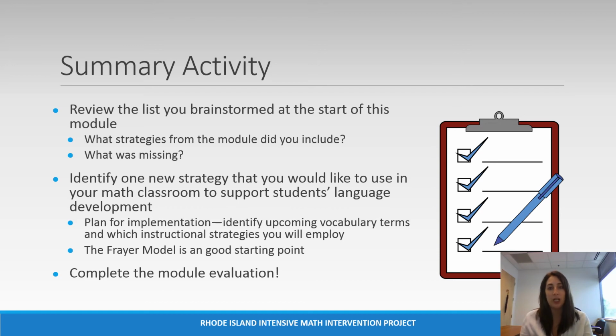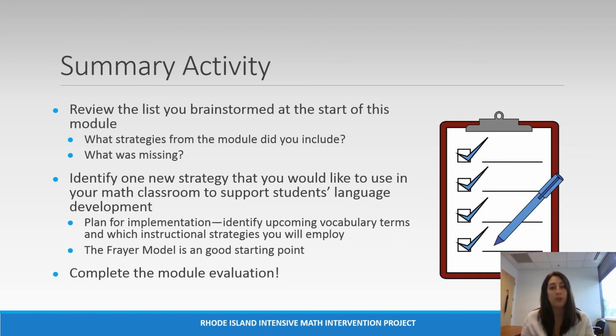What from this presentation was new to you? If you learned about a new instructional strategy or support in this presentation, we would like for you to plan on implementing that strategy within your classroom. Think about your upcoming lesson. Which vocabulary terms will you need to teach? Which instructional strategy is the most appropriate for these vocabulary terms?